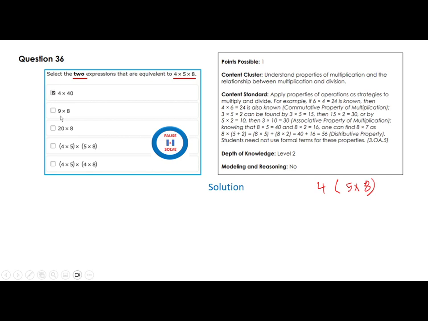This one, no, that's not 9 times 8. There's nothing nice here. They added these two and then multiplied by 8. That has nothing to do with the problem. Now 20 times 8, look at the 20 here. It's 4 times 5, right? So it's more like you did 4 times 5 first and then multiplied by 8. This is called the associative property, so this one is a good answer. This one, no. And this one, no.